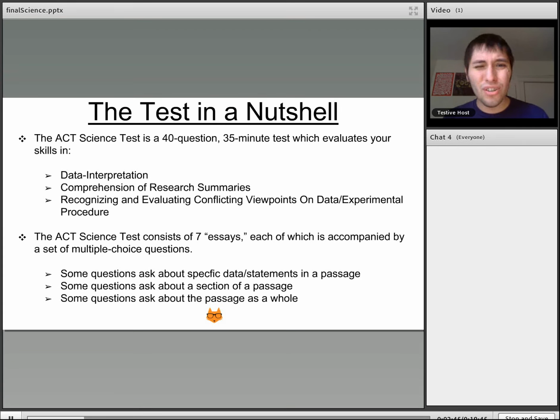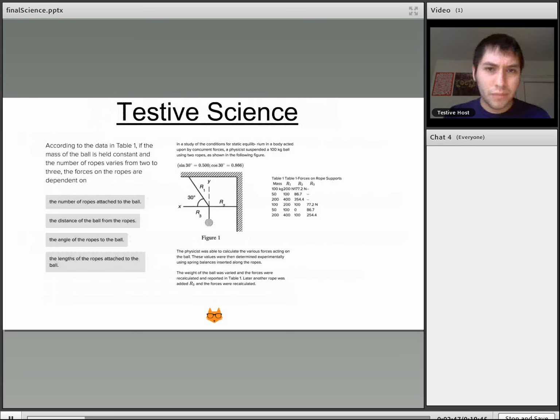So what does this look like on Testive? The Testive science question will provide you with a question that is going to be in reference to the text provided. You can't really understand it without the text. If you read this one: according to the data in Table 1, if the mass of the ball is held constant and the number of ropes varies from 2 to 3, the forces on the ropes are dependent on. It's very difficult to, in fact, it's impossible to answer this question without having read the text before.